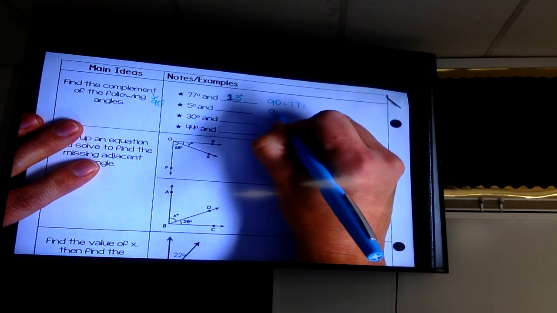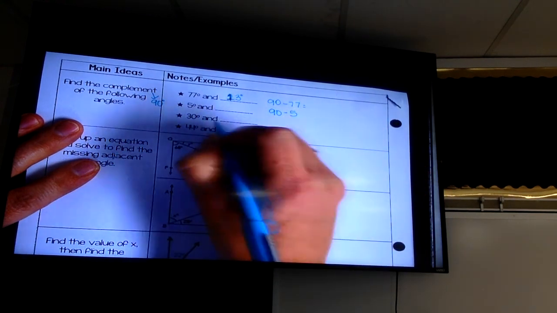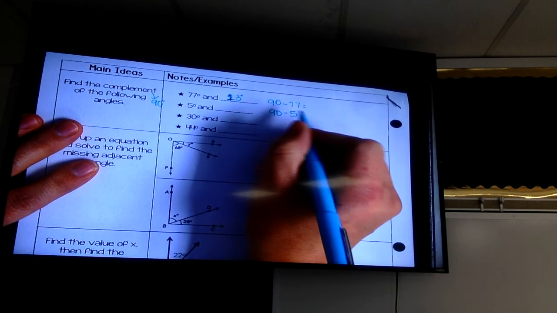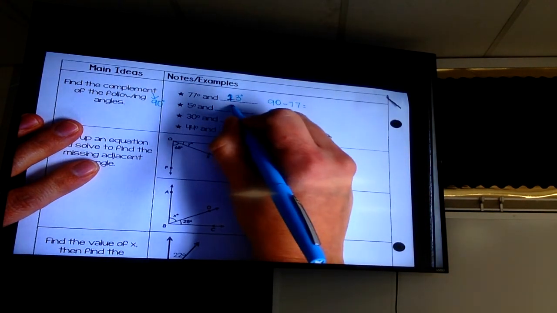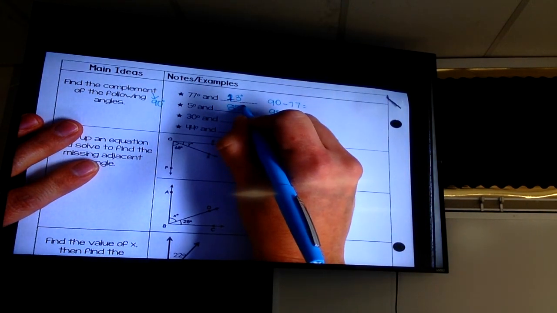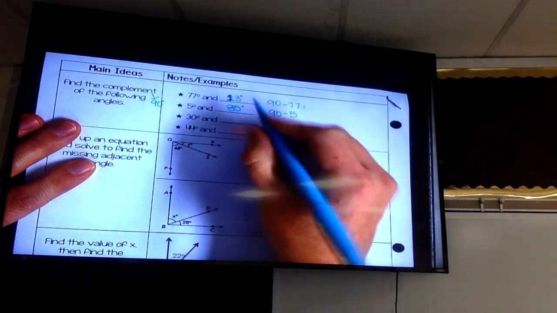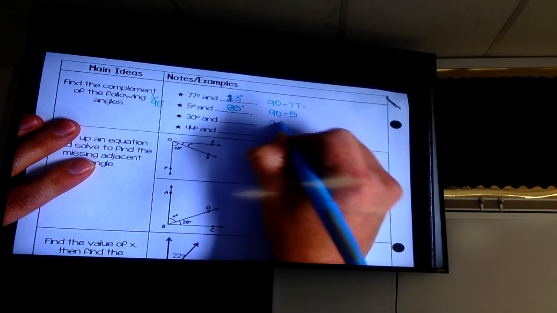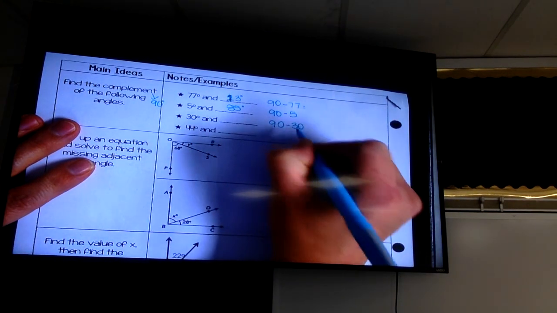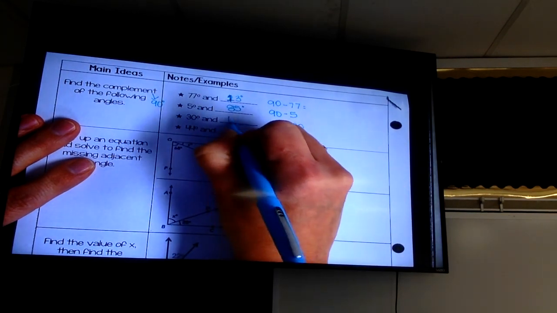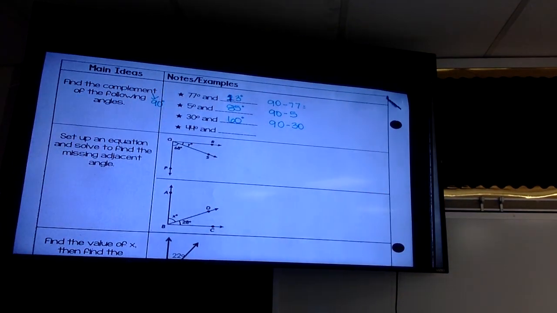So I have 90 minus 5. I've given you 5 degrees. So 90 minus 5, that would give you 85 degrees. 5 degrees and 85 degrees would be a set of complementary angles. Okay, let's try it again. 90 minus 30. 90 minus 30 is 60. So a 30-degree angle and a 60-degree angle would create a complementary angle of 90 degrees. They form a right angle.